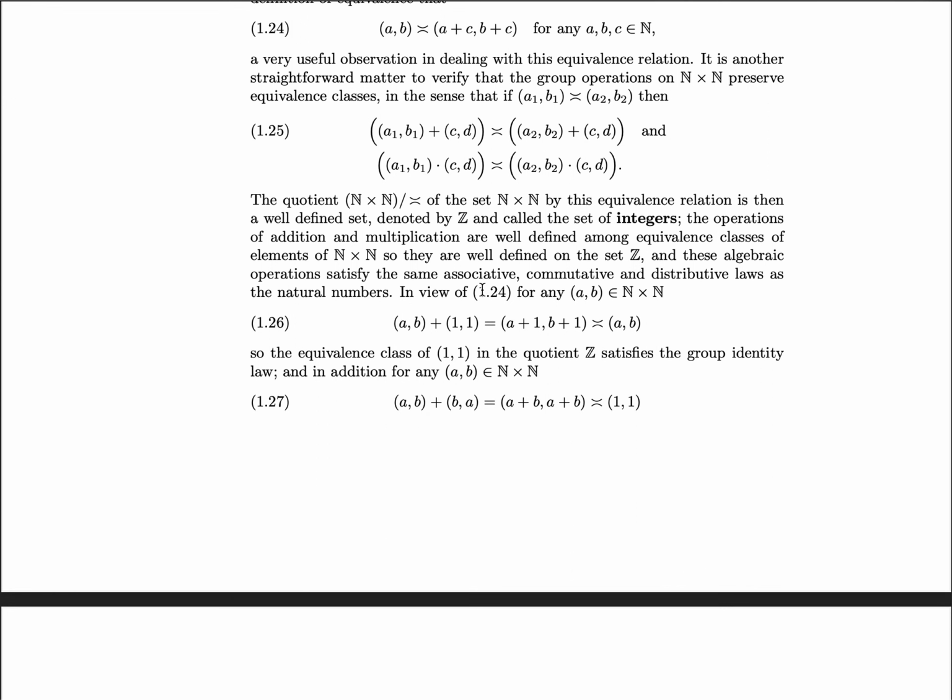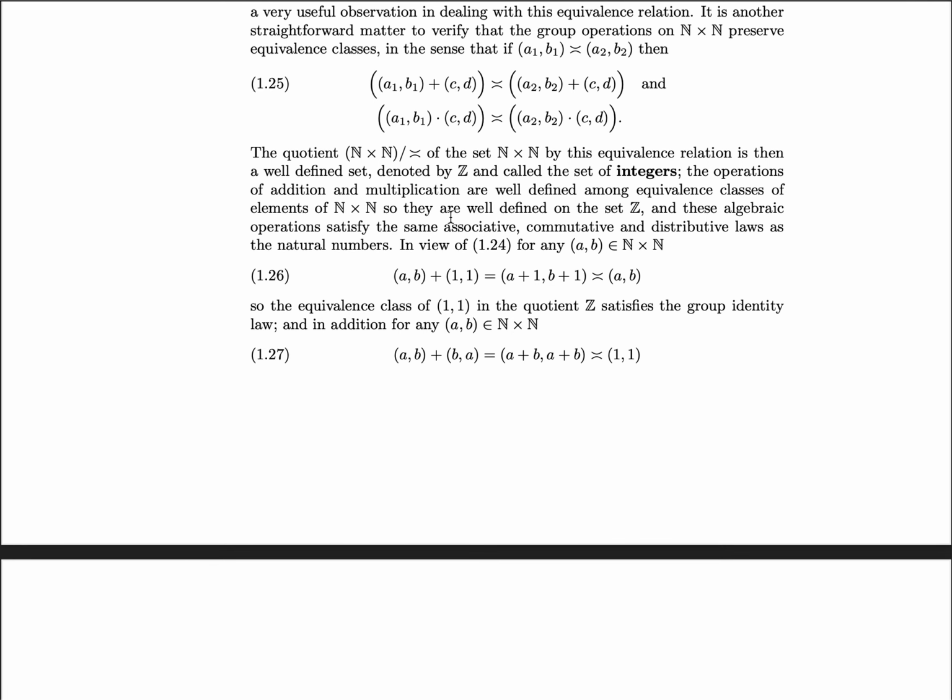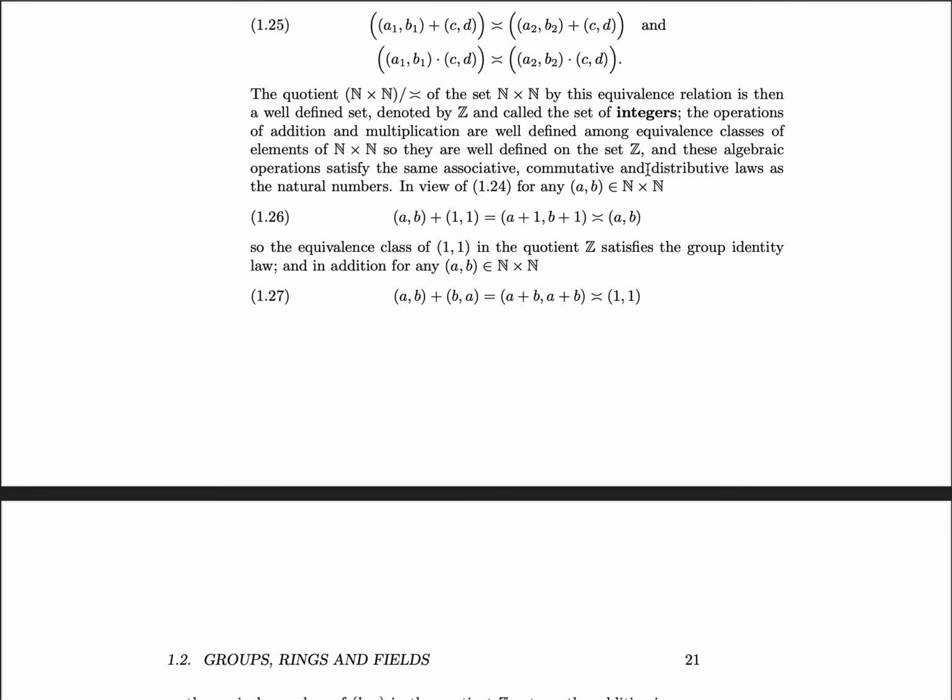We finally get the integers, as we've been trying, by quotienting the Cartesian product N cross N by the equivalence relation we've just constructed. We call this set Z, from the German, and call this set the set of integers. In our construction, we see that the operations of addition and multiplication are well defined among these equivalence classes, so they're well defined on Z, which is identified with N cross N quotiented by the equivalence relation. And these algebraic operations will satisfy the same laws as we wish.